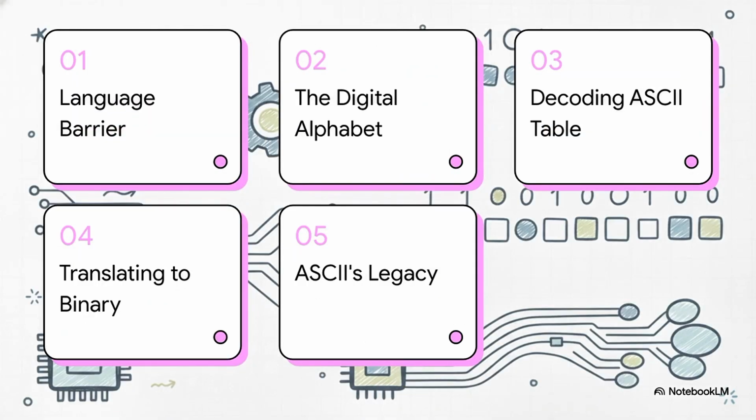Here is our roadmap for today. First up, the human-machine language barrier. Second, meet the digital alphabet. Third, decoding the ASCII table. Fourth, translating to binary code. And finally, ASCII's lasting digital legacy.